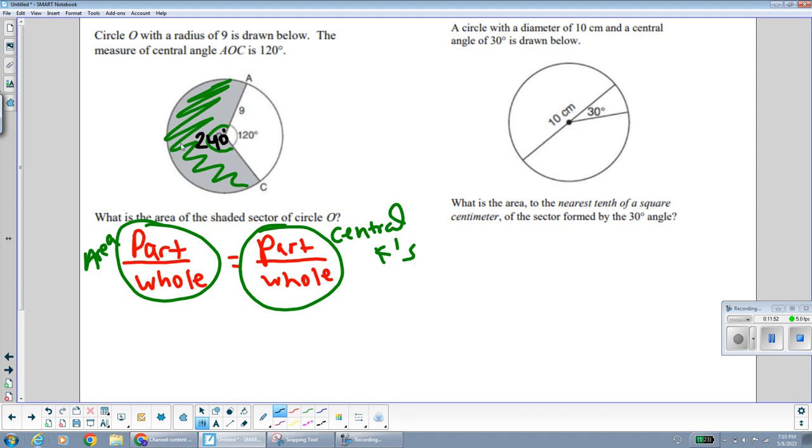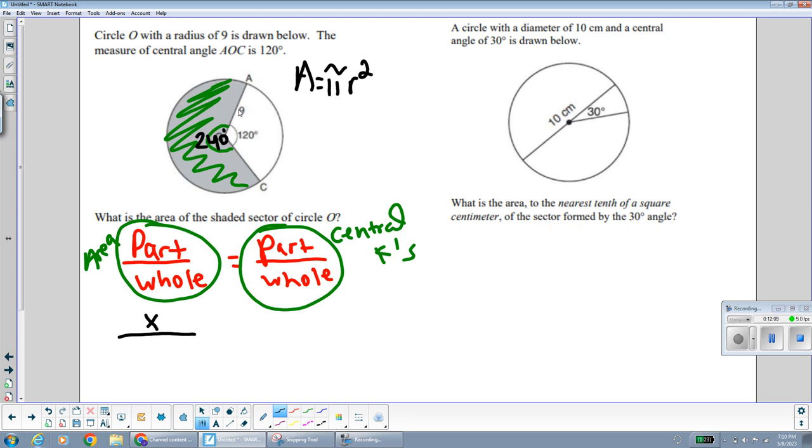So we don't know what the area of the shaded sector is. That's what we're looking for. So I'm going to label that as X in my proportion. And then on the bottom is going to be the area of the whole circle. And area of a circle is pi r squared.